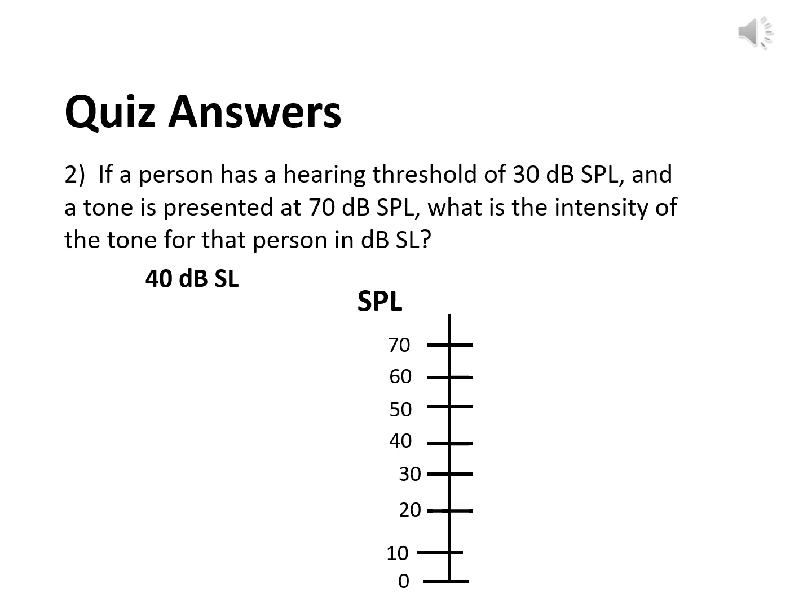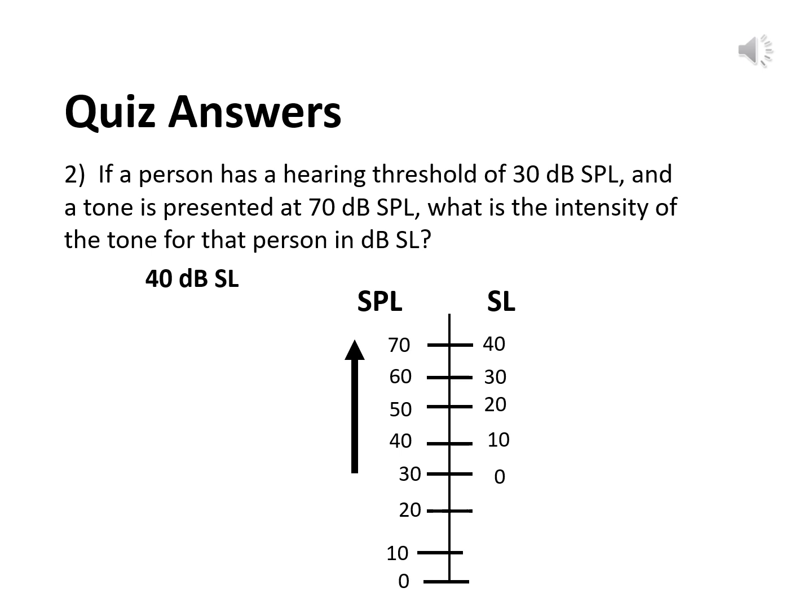And we obtain this answer by first off drawing a scale in SPL from 0 to 70. We are told that this person has a hearing threshold of 30 dB SPL. So we mark off 30 dB SPL, and this is equivalent to 0 dB SL because this is their threshold. And so we draw the SL scale on the right, starting with 0 at 30 dB SPL, and then going up by 10 dB increments.